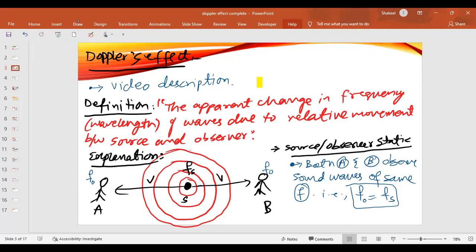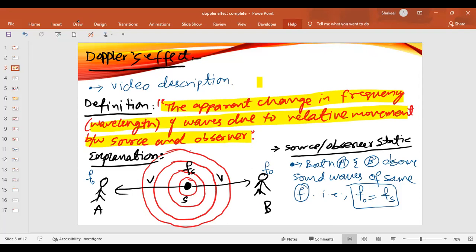Okay, so what is actually the Doppler effect? It is the apparent change in frequency or wavelength of the waves due to relative movement between source and observer. It's the apparent change, not a permanent change. It looks like that due to movement of the source or observer: the frequency or the wavelength observed by the observer changes from what it really is.